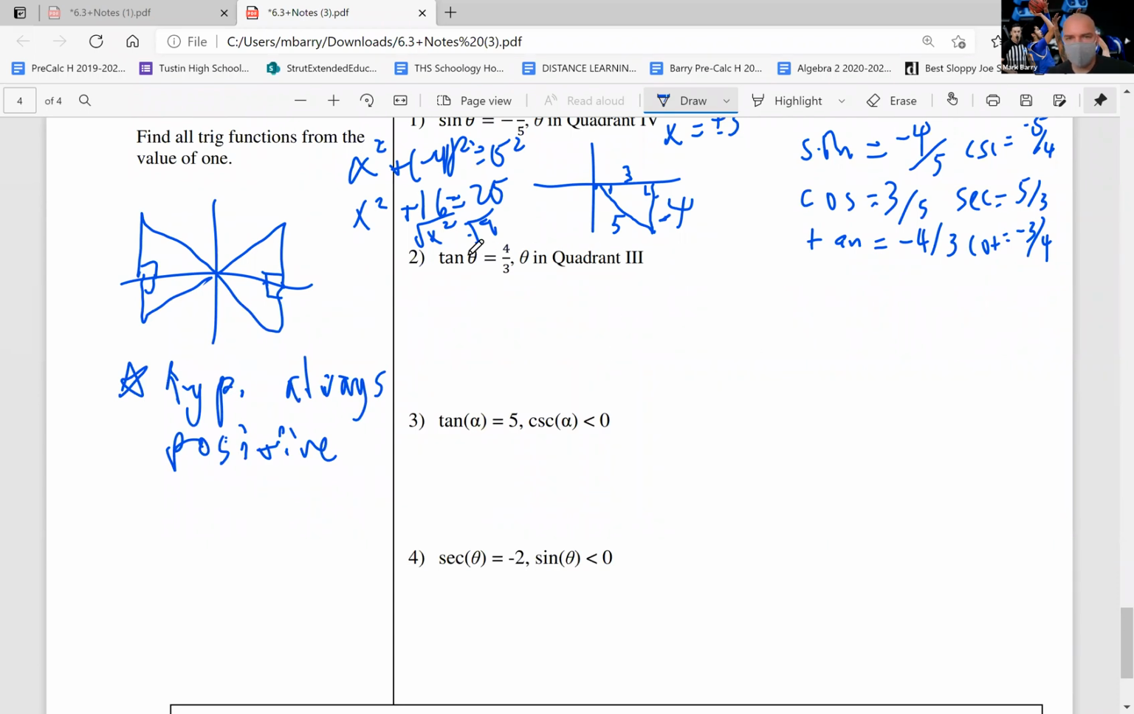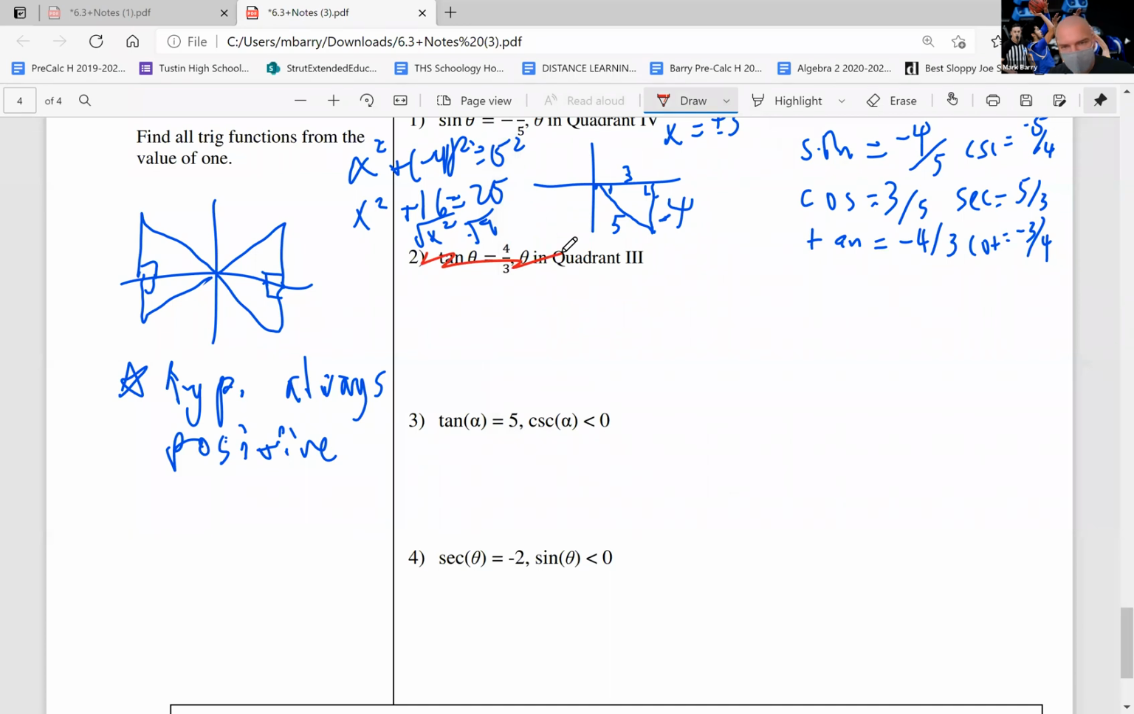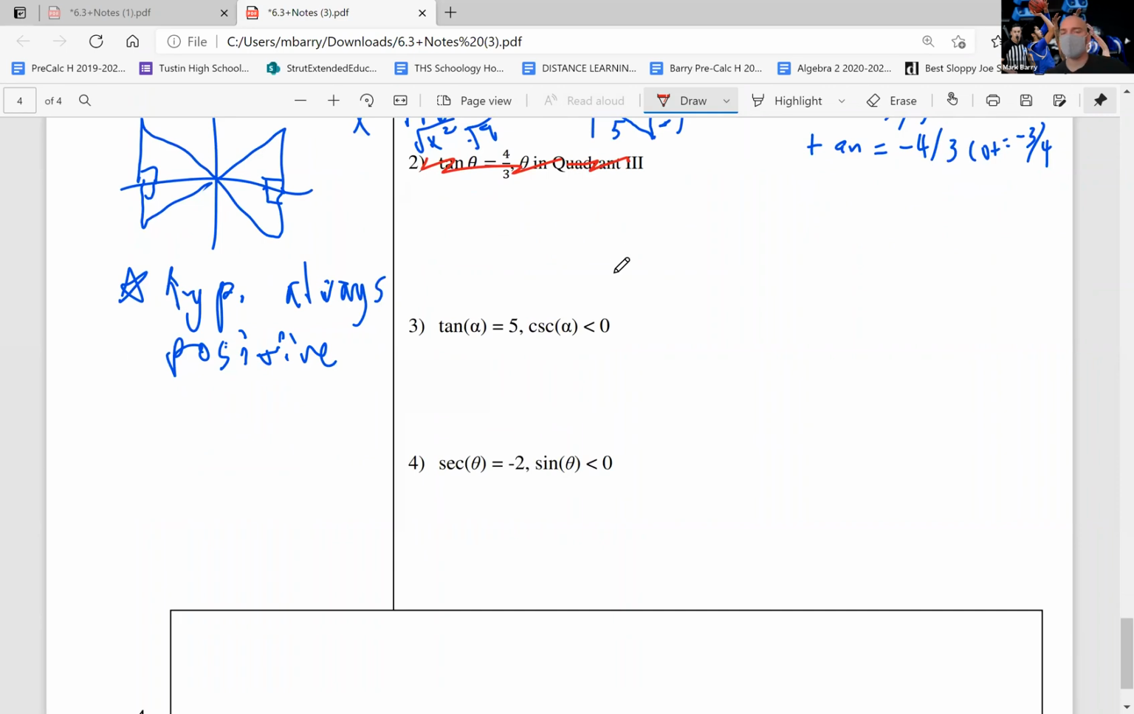All right, let's skip number 2. I think I'm going to need more space for number 3 anyway, so I'm going to use this space for number 3. Oh, wait. No, that's fine. Okay, so number 3.